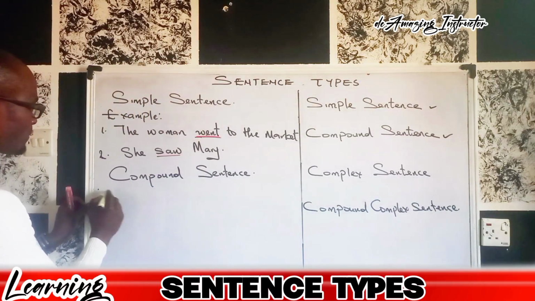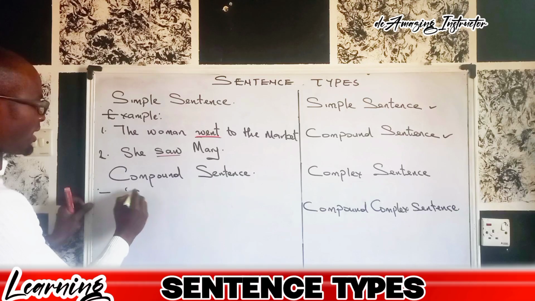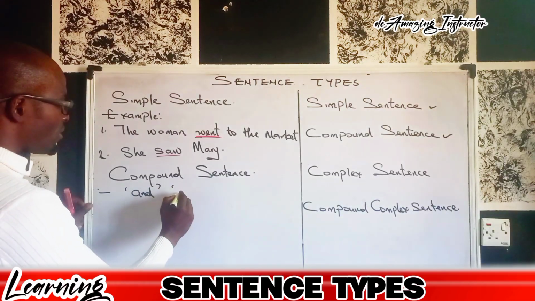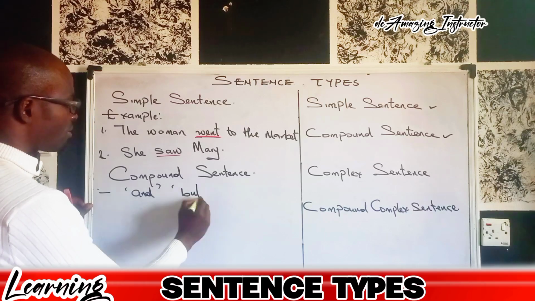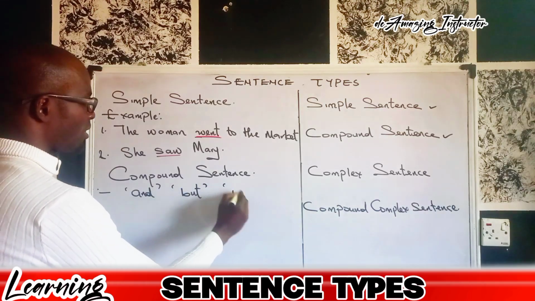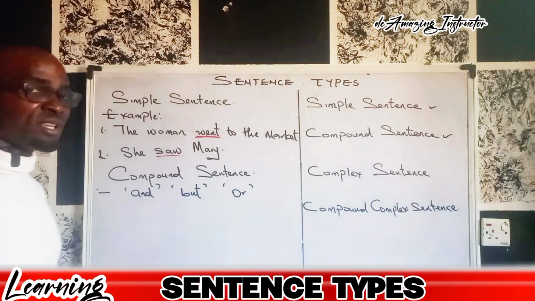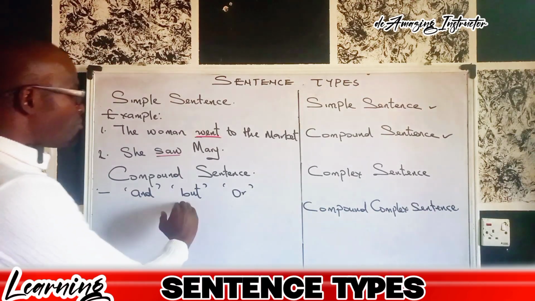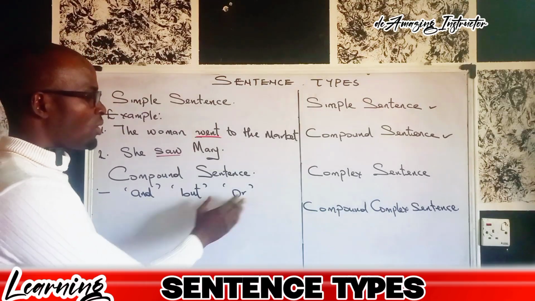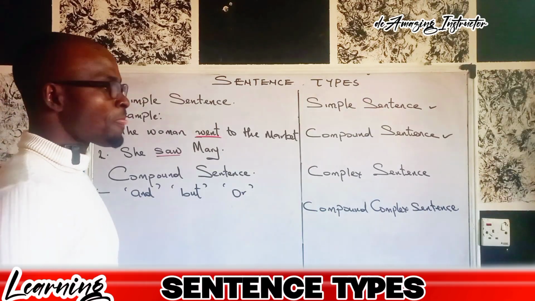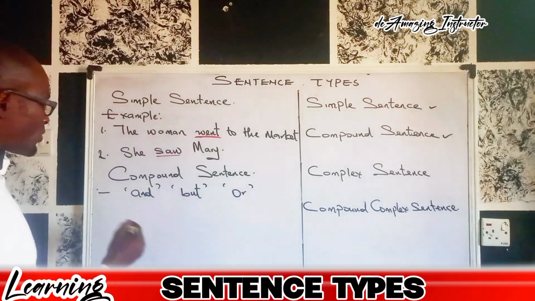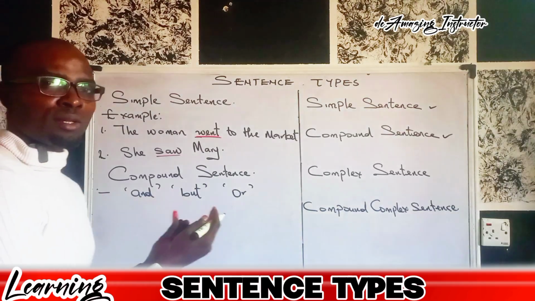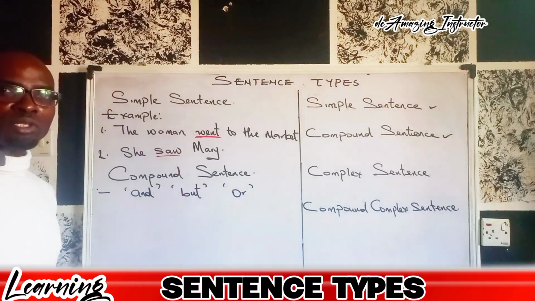So let me first write out the coordinating conjunctions. Coordinating conjunctions such as the use of and, the use of but, and the use of or. Remember I said in our previous video that and is used to introduce positive, but is used to introduce negative, or is used to introduce alternative. Now let's form a few sentences with the coordinating conjunctions to combine two independent clauses together to form a compound sentence.